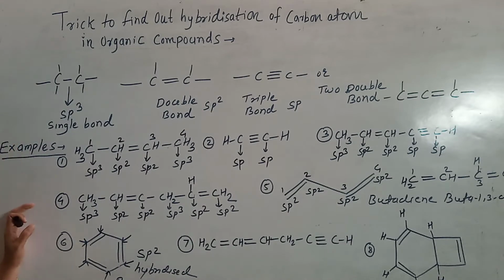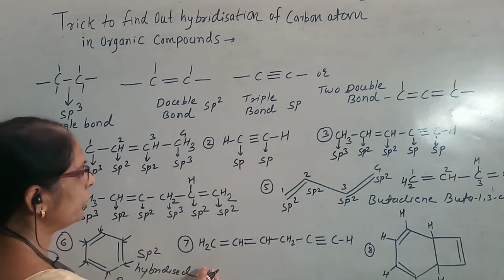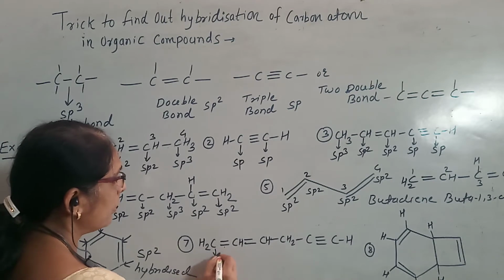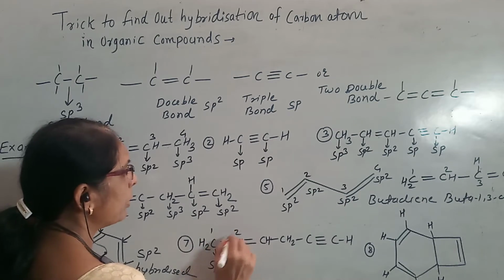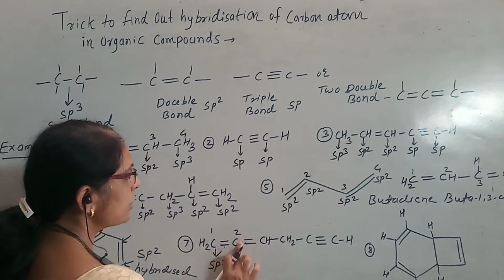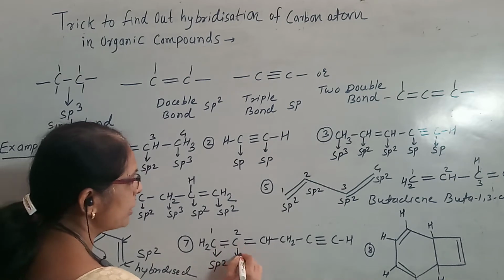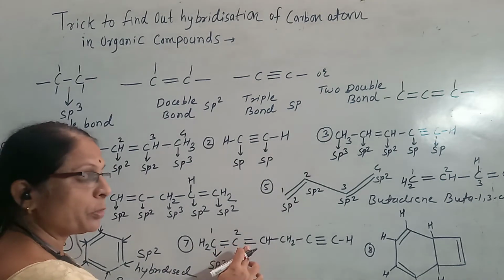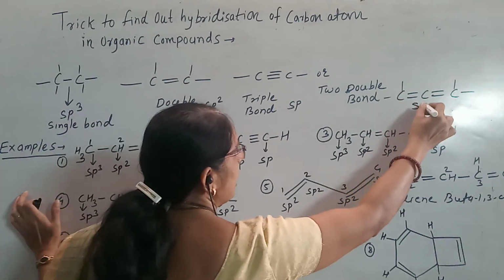Now example number 7 is very important. Whatever the third condition I discussed, that will be observed here. In example number 7, this carbon is bonded to a double bond, so it is sp2 hybridized. Now look at carbon number 2. This carbon has a double bond on both sides, so there is no need for hydrogen. It is sp hybridized, because though it has double bonds, it is not sp2, because it has 2 double bonds. When it has 2 double bonds, then sp hybridization is there.